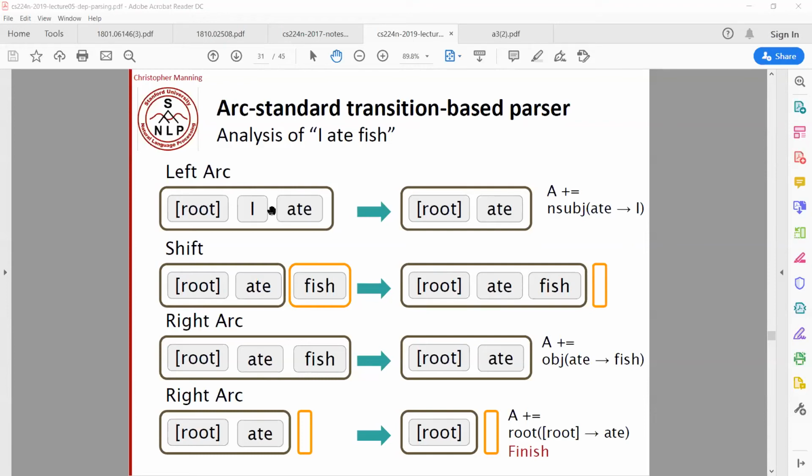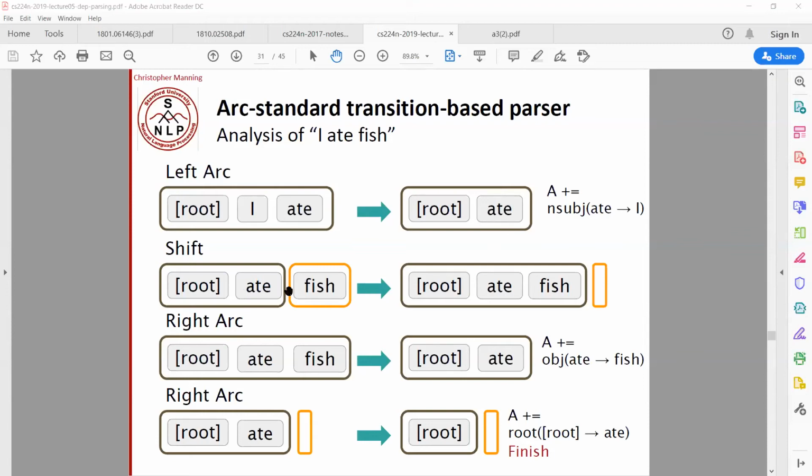Okay, so now that it's figured out what I is, it drops I out of the stack. Now the buffer only has fish in it. So this is the left arc. It builds this left arc between I and ate, and then it drops I out of the stack. So that's what's happening here. The stack now only has root and ate in it. Okay, so now the stack only has one word in it, so it needs to move another word into the stack.